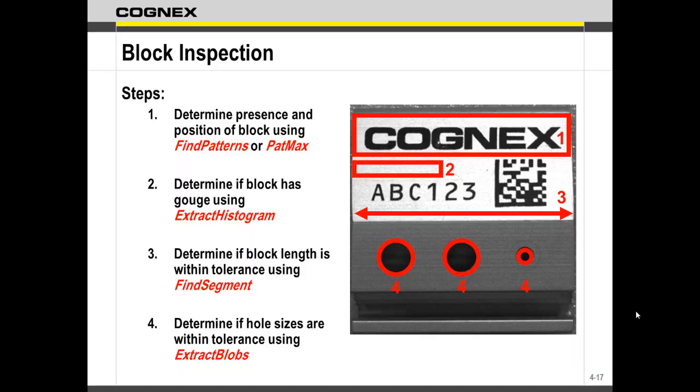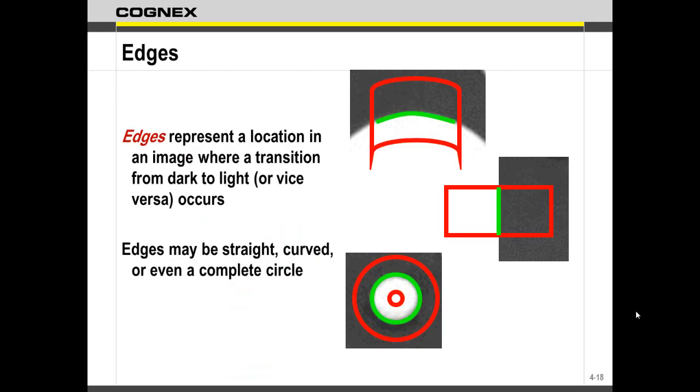So now I want to go on, and I want to show you guys one of the edge tools. In particular, I'm going to show you the Find Segment tool. We've already found our part, and we've already checked to see if the gouge is there. So the next thing we want to do is determine the width of the part. So we're going to use Find Segment. Find Segment is one of the edge tools. What edges do is they look for light to dark or dark to light transitions. This can be a circle, an arc, a straight line, or multiple lines. So that's what it's looking for, just light to dark or dark to light transitions.